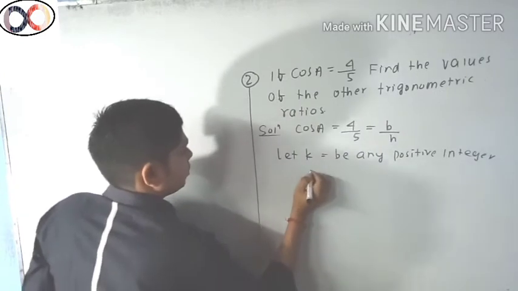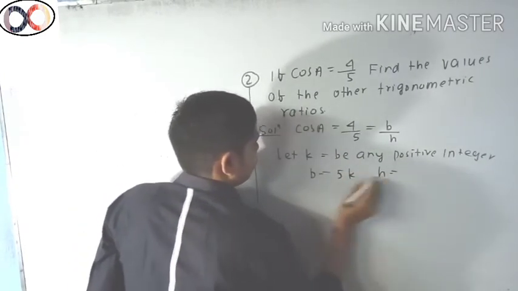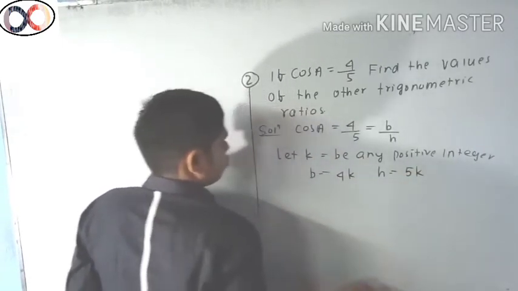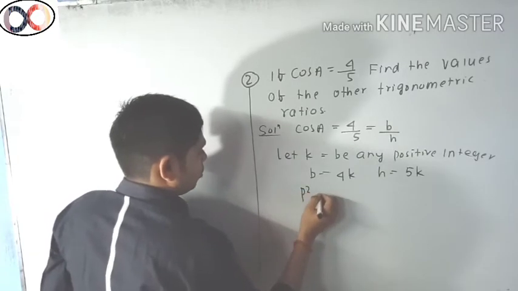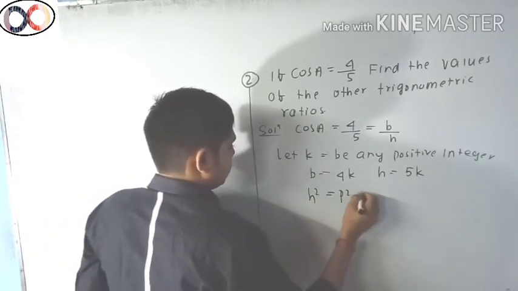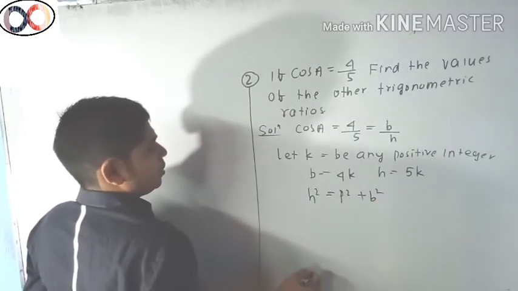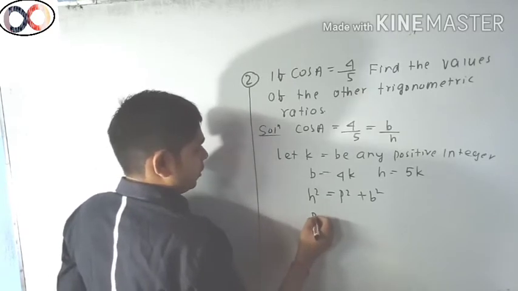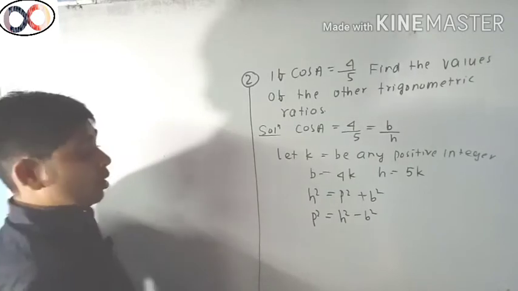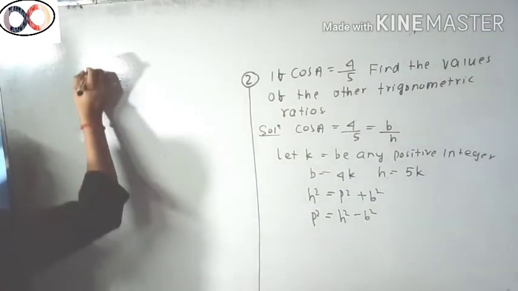So b equals what? b equals 4k and h equals 5k. So p equals, as we know the formula, h square equals p square plus b square. So the value of p square we need to find here: p square equals h square minus b square.